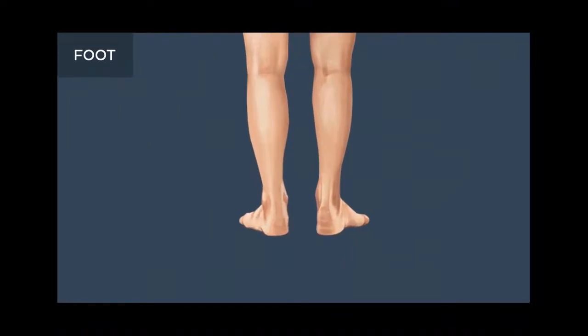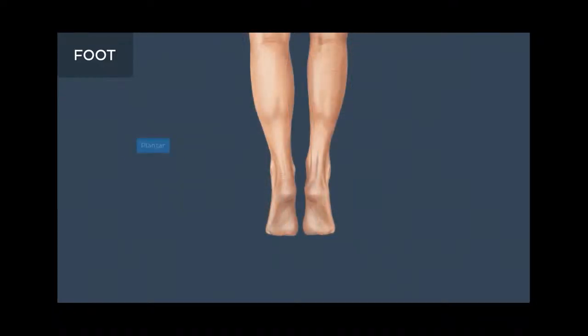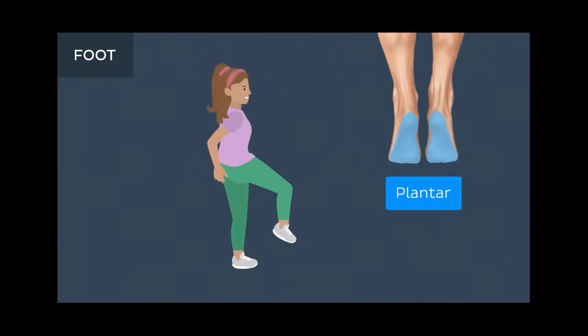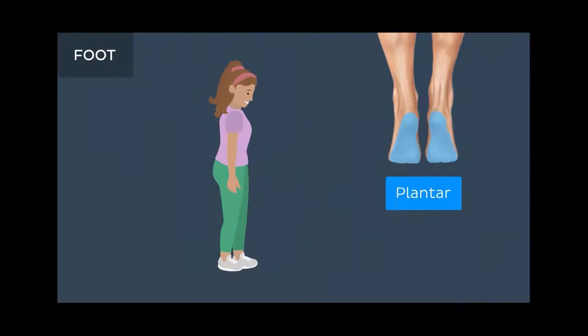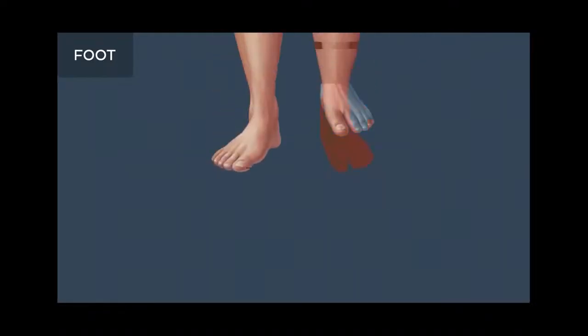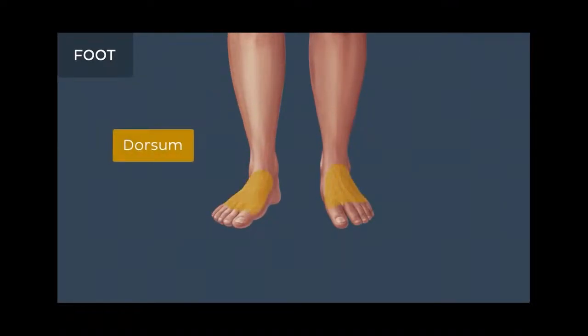The underside or sole of your foot is known as the plantar aspect of the foot. To help remember this term, think of your feet as being firmly planted on the ground. On the opposite side, we have the dorsum of the foot, which is the area facing upwards while standing. This can be a little confusing because, as we've already seen, dorsal typically means towards the back. You can blame embryology for this one.